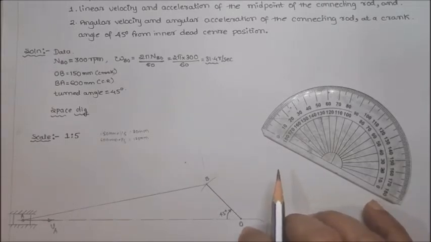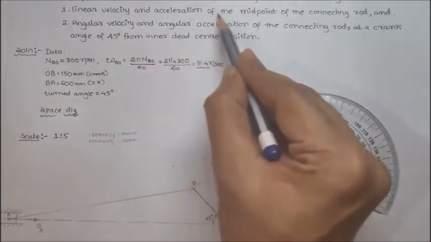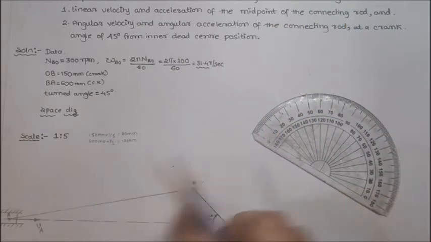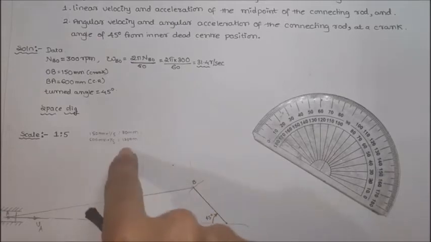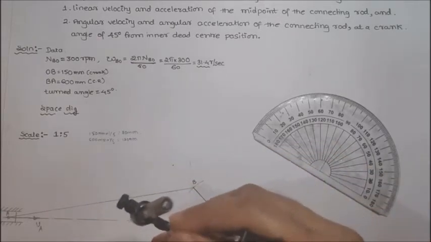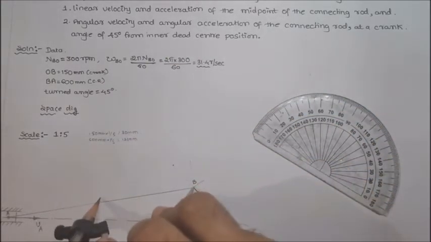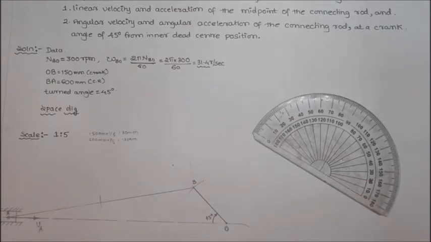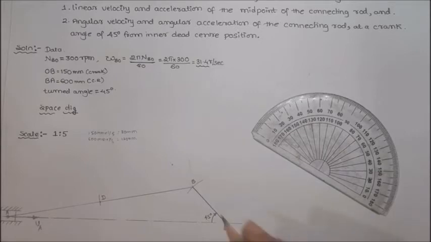Then we have been told to find out the velocity and acceleration at the midpoint of the connecting rod, so the midpoint of AB. AB is 120, so its midpoint will be here, at 60 mm. Keep a point here and mark it. This will be point D.